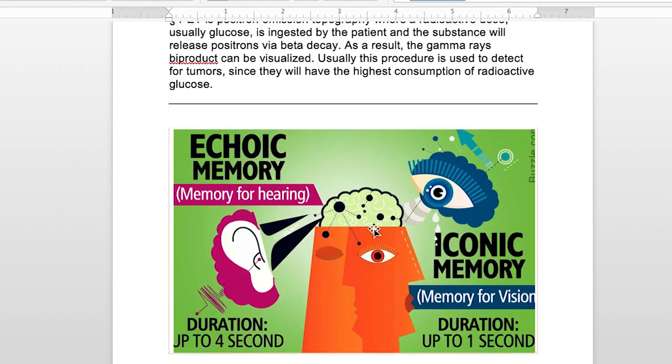Echoic memory versus iconic. This is an easy one. I mean, echoic memory is for hearing. Why? Because echo, that's hearing, right? You hear an echo, you don't watch an echo, so that's hearing. And just the opposite of that is iconic memory. And just know that the duration for echoic memory is 4 seconds and iconic is 1 second. And I think that's an easy one to know because we use this all the time. You can recall something that you heard pretty quickly or for much longer than you can for vision.